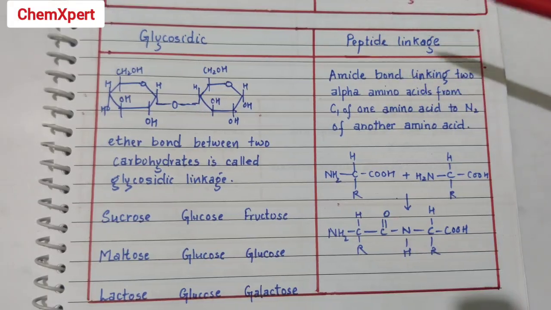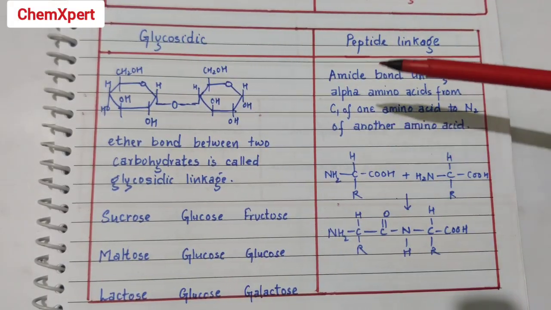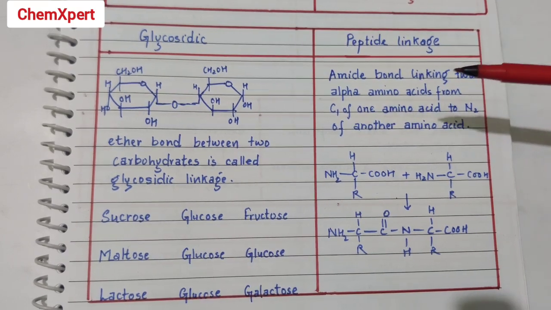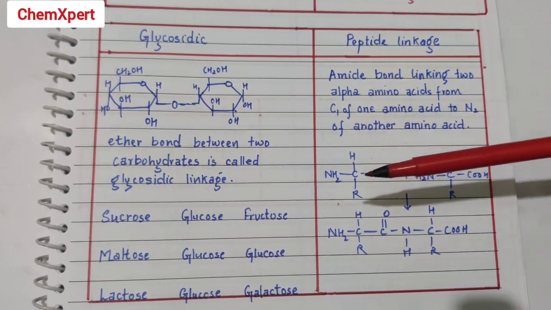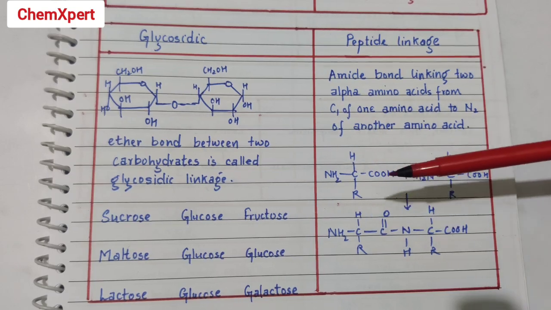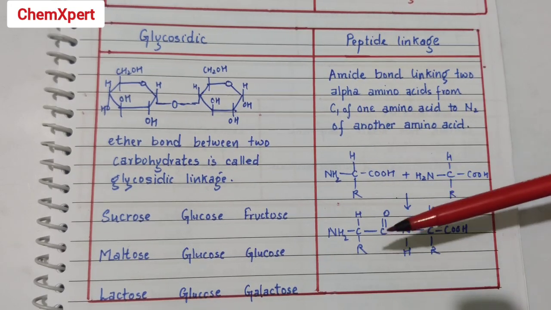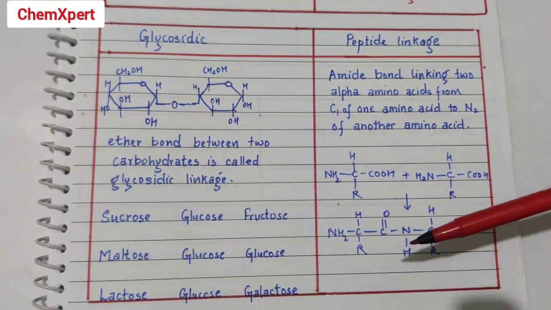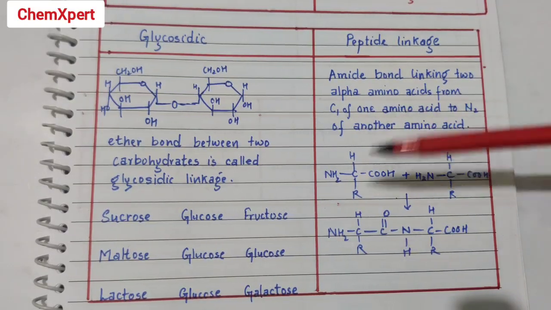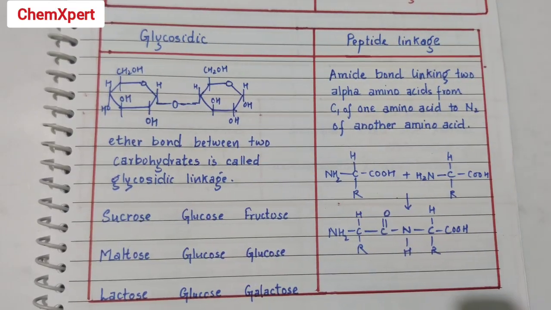So it is a part of a protein. Here, two amino acids, or we can say an amide bond linking two alpha amino acids. So these two are alpha amino acids, where the amide linkage is formed by removal of water, OH from the COOH here, H from here. So this is CONH, the amide linkage between two amino acids, known as a peptide linkage.